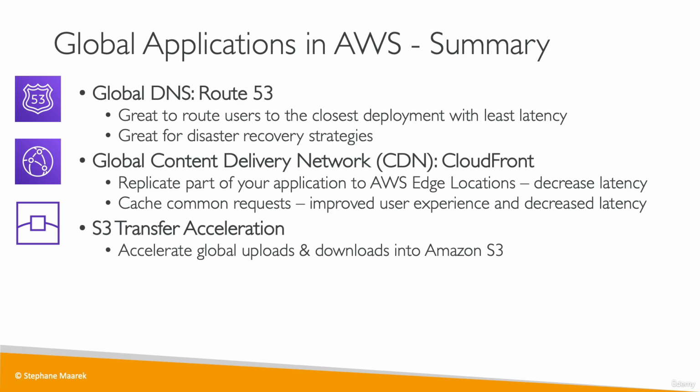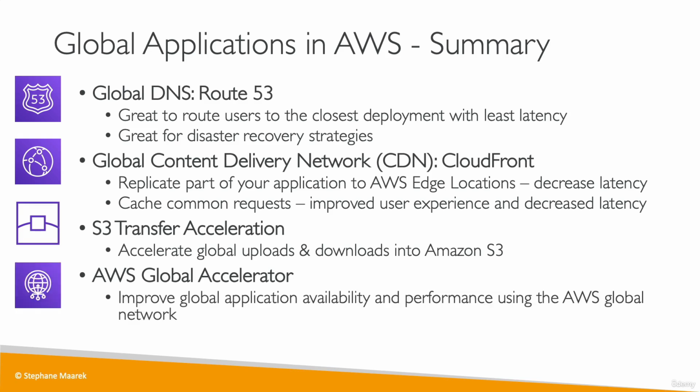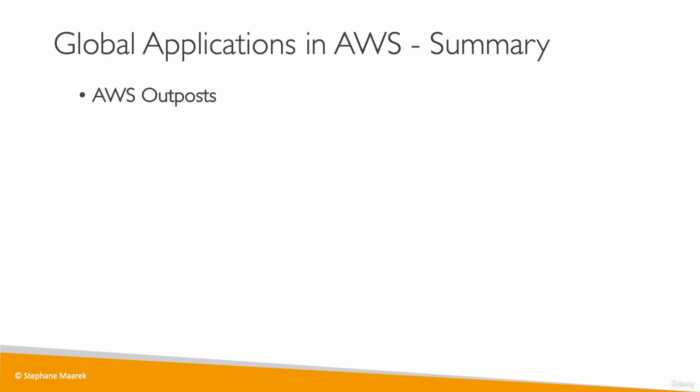Next, we have S3 Transfer Acceleration, which is going to allow us to accelerate global uploads and downloads into Amazon S3 and also leverages the edge locations of AWS. Global Accelerator, yet again, leverages these edge locations, the global network, and this gives us improved global application availability and performance.